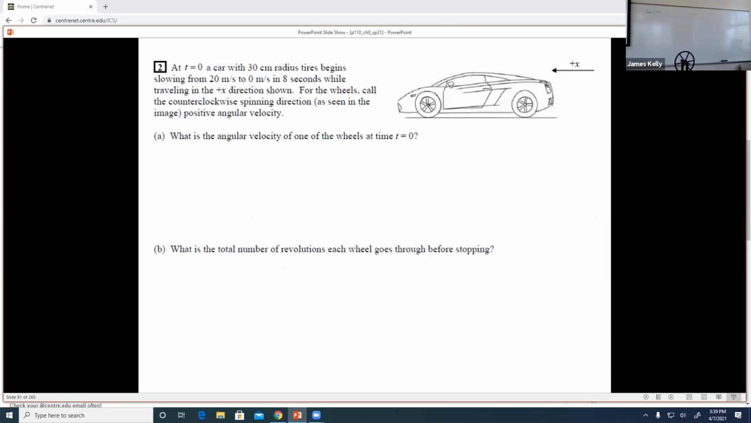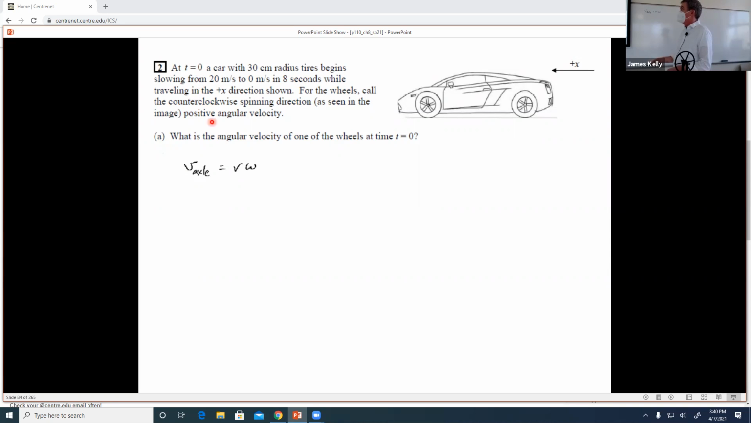Okay, some are finishing up with B, some are still on A, but let's go through it together. I'm just going to do it up here on the screen. What's the angular velocity of one of the wheels at time t equals 0? This relates directly to this relationship we just derived: v axle equals r omega. We know at time t equals 0 how fast the axle of the car is moving through space on the road. At time t equals 0, it's moving at 20 meters per second. So that's our v axle. And so we're just going to set that equal to r times omega.